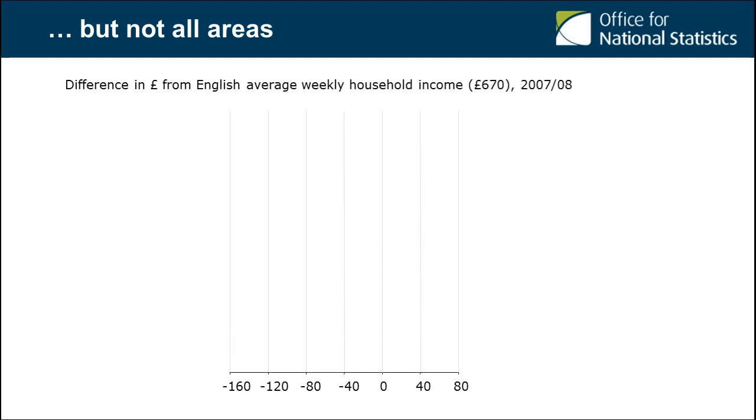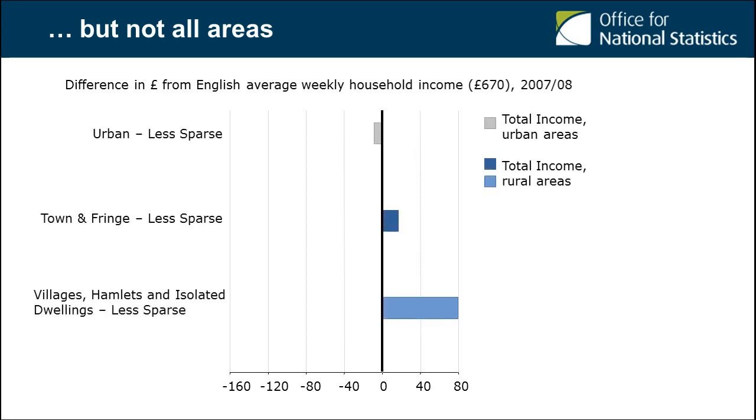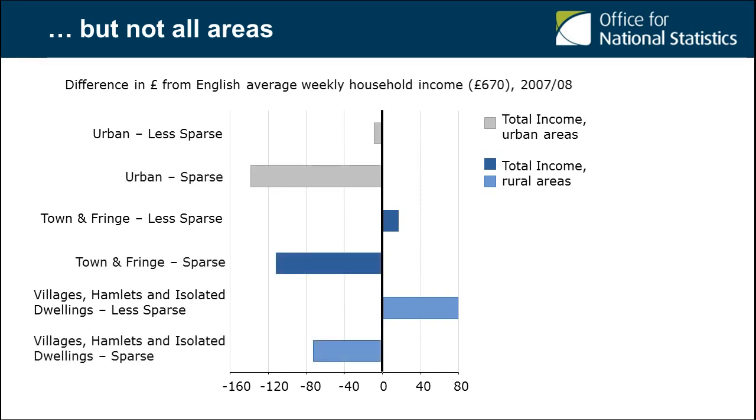However, there is another story if we look in more detail at the types of urban and rural areas. The line here represents the national average weekly total household income of £670. And here is how it compares with income in the three less sparse area types. Both types of rural area have above average incomes. However, when we compared each less sparse area to its sparse counterpart, we see that all three sparse area types have below average incomes. In conclusion, rural areas have higher incomes however we measure them, but there are pockets of lower income rural areas in the sparser corners of England, places like Northumbria and North Devon. Both types of urban area have below average incomes.